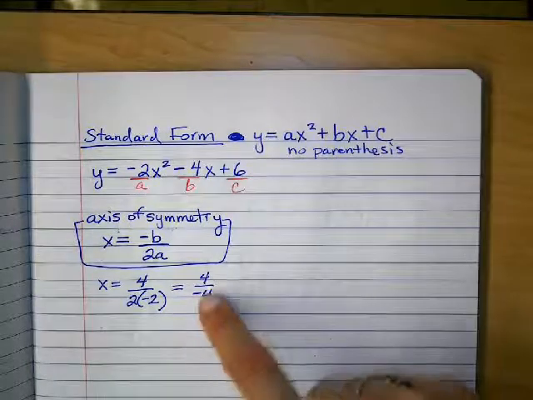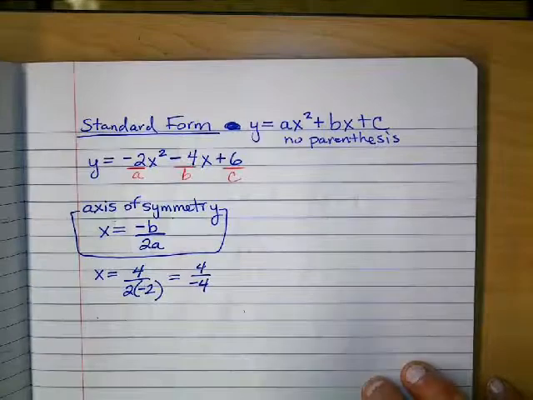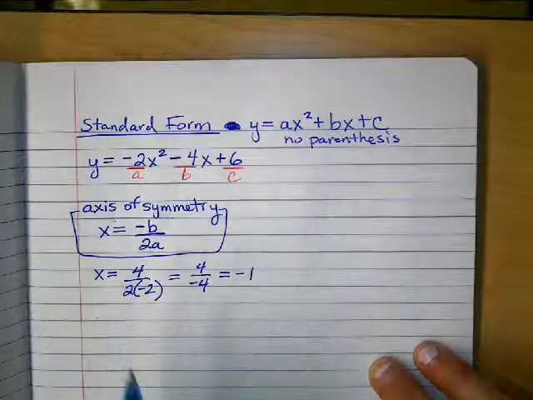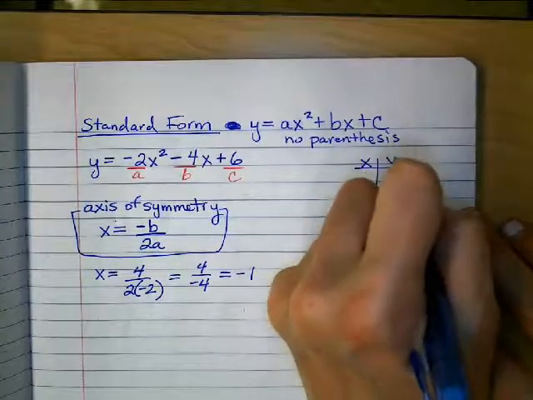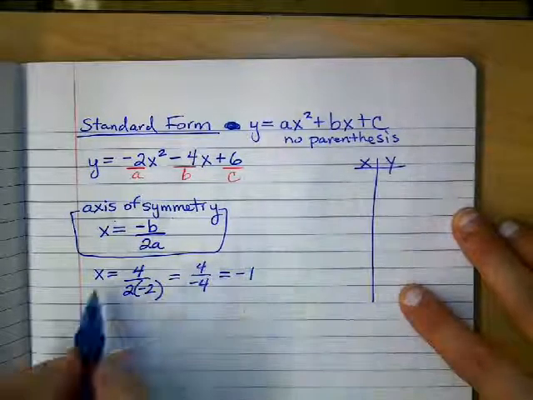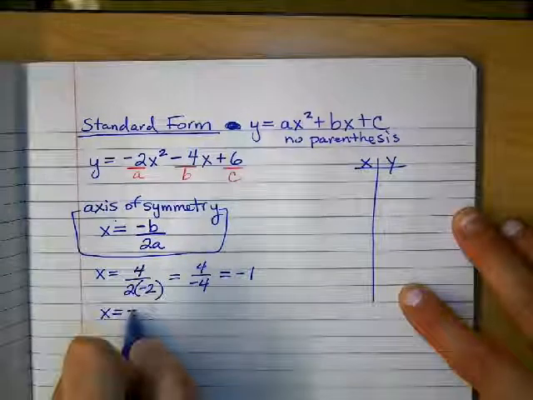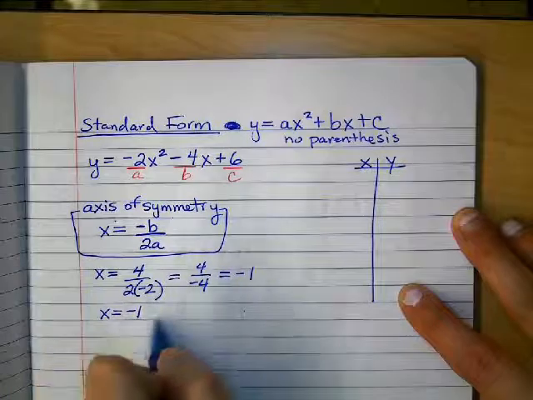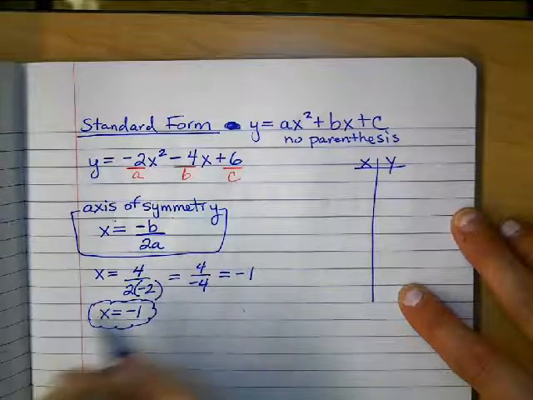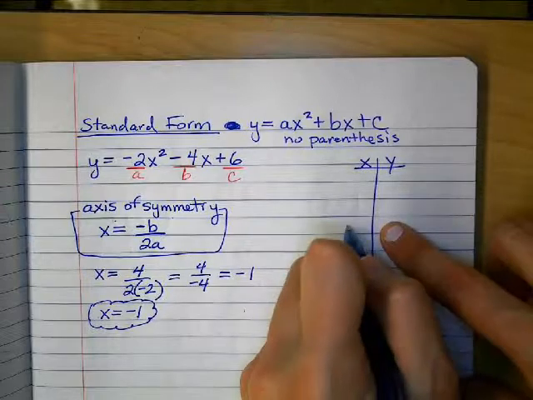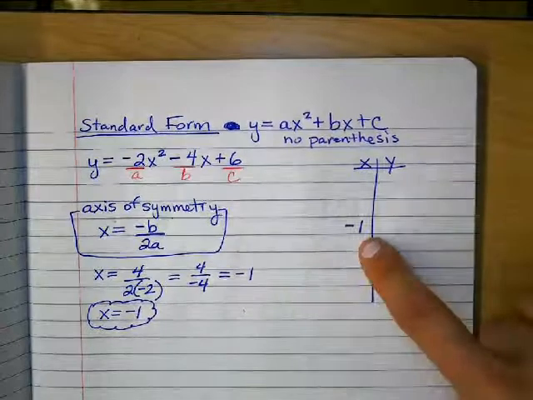So you make a table now, and negative 1 is an x. See, x equals negative 1 is what you just found. That's the axis of symmetry. That's also an important number for this chart. Negative 1 is the first number, like the middle of the chart, because it's going to be the vertex.